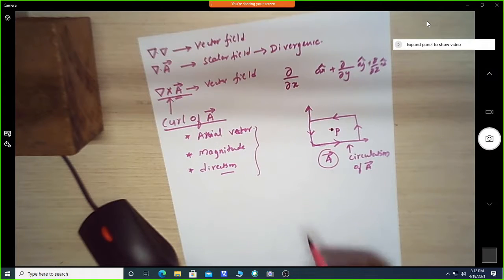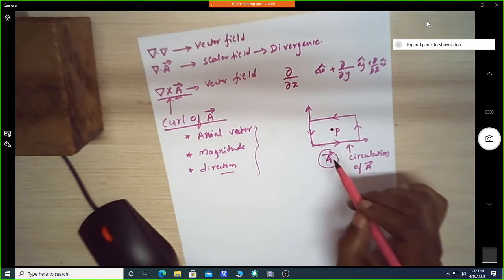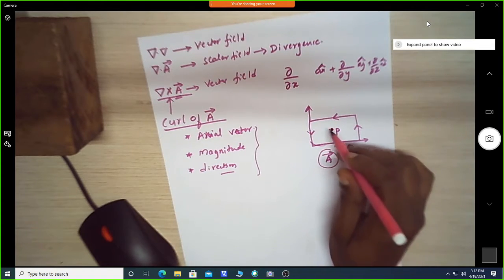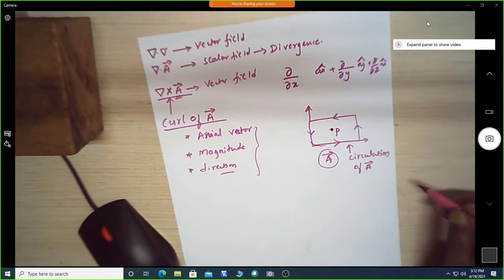But when we are defining it, we have to consider the normal direction, or direction of the vector, and also the magnitude. Is it understood? The curl of A, any doubt?